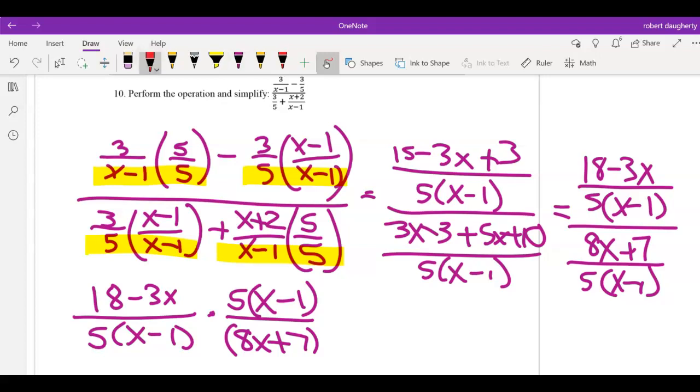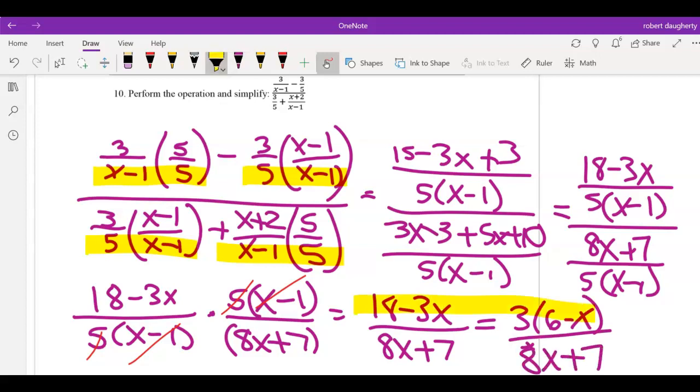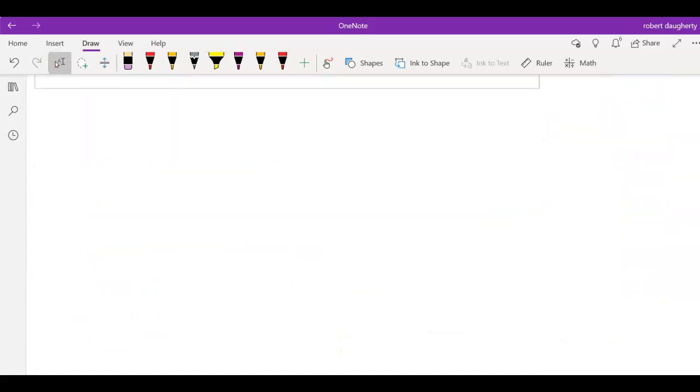And so now you've got simplification. 5 over 5 is 1. x minus 1 over x minus 1 is 1. This answer is 18 minus 3x over 8x plus 7. Or you could factor out a 3 and you're left with 6 minus x over 8x plus 7. Okay? So again, there's a lot of algebraic steps here. It's basically combining using least common multiple and just going through your algebra, trying not to make careless mistakes along the way. And that is it.